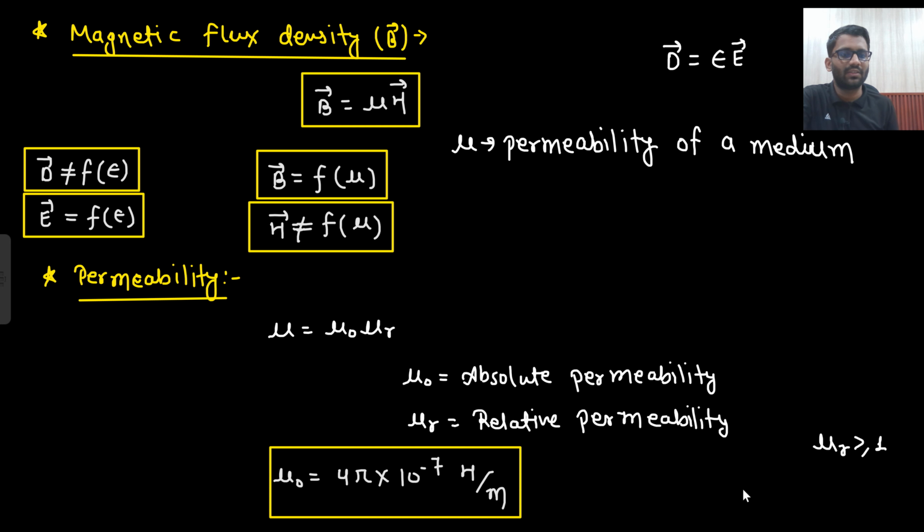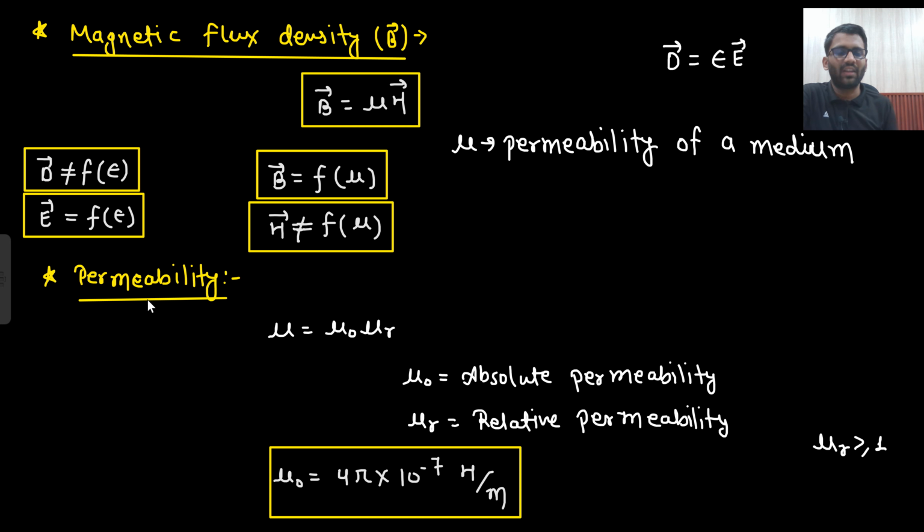So till this slide, this is the thing you need to know, and then you need to know B is equal to mu H, where mu is equal to mu naught mu r. Mu is known as permeability, and mu naught is absolute permeability, mu r is relative permeability. What is the value of mu naught? That is 4 pi into 10 to the power minus 7 Henry per meter.